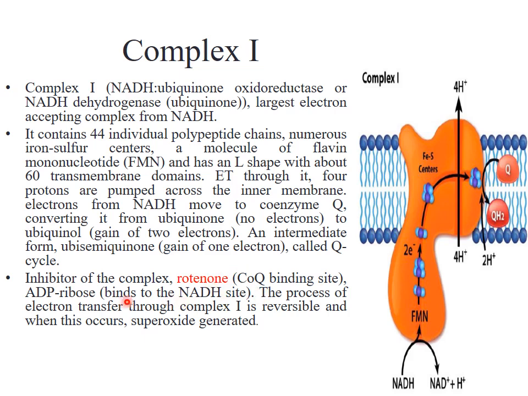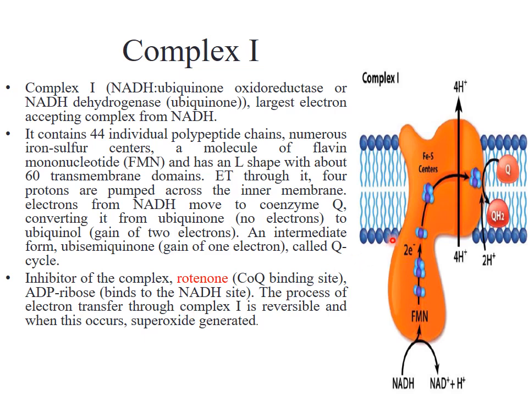The electron transfer through complex 1 is a reversible process, and when it occurs in reverse, superoxide will be regenerated, which represents an abnormality in the cycle. If it goes in the reverse direction, superoxide, that is H2O2, will be produced, and if produced in huge quantity, it can damage the cell membrane or cell structure.